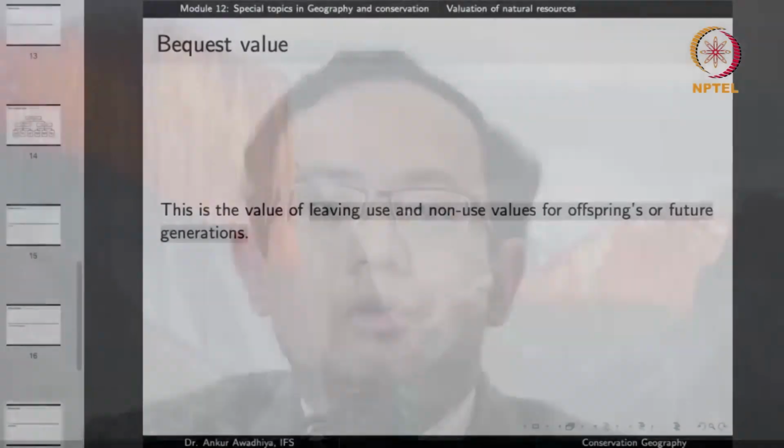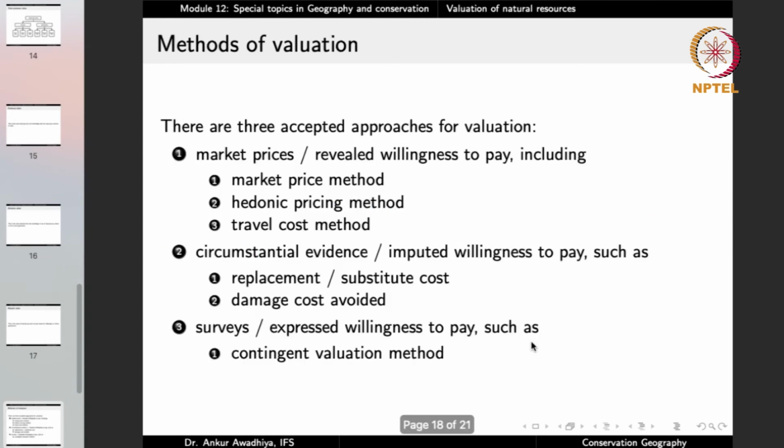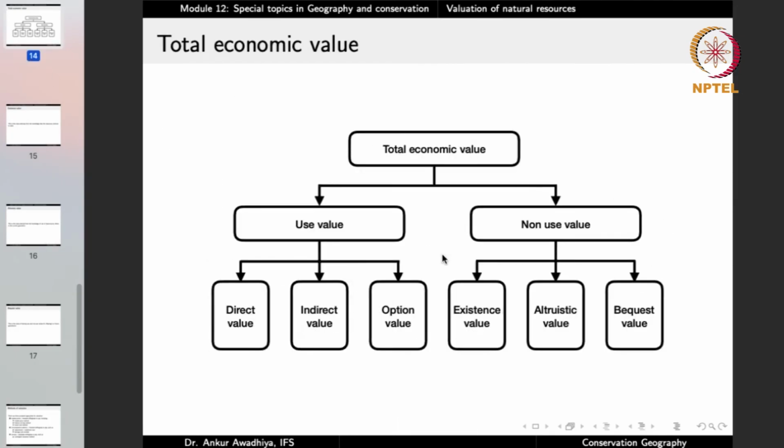Now, in this case, you are not seeing the tigers, but you are leaving the tigers as a bequest for your future generations. And this kind of value of a natural resource that derives from leaving these resources for our offspring or future generations is known as the bequest value. And so, if we talk about the various non-use values, we have the existence value, the altruistic value, and the bequest value. If you combine all of these three, you get the total non-use value.